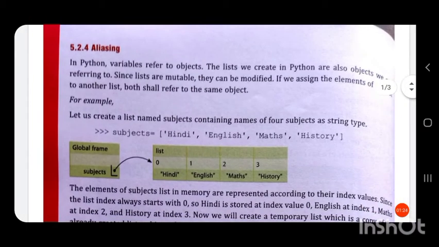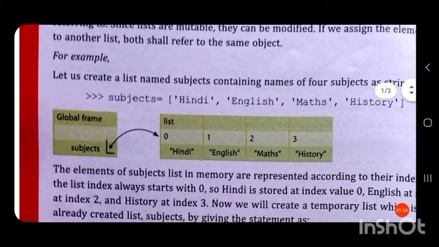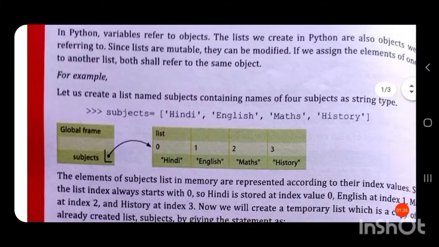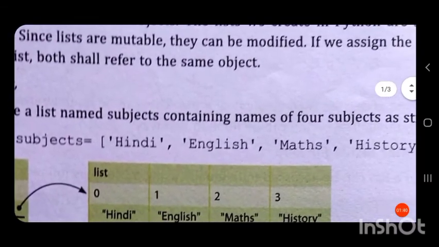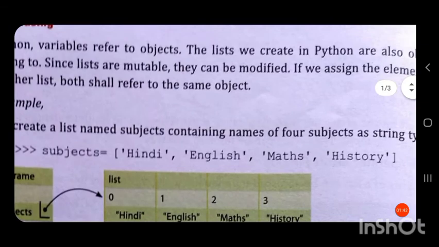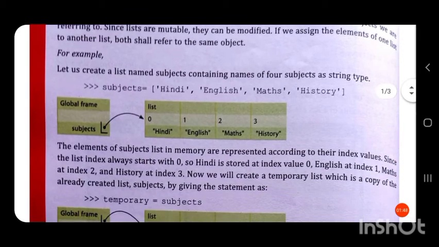So if we assign the elements of one list to another, both shall refer to the same object. Suppose here we have a list called subjects. In that list, the elements are Hindi, English, Maths and History.